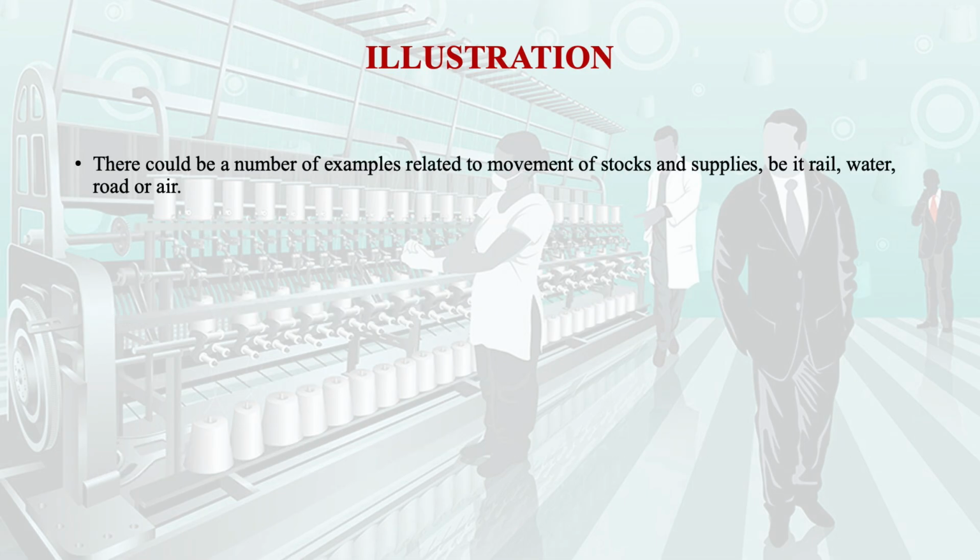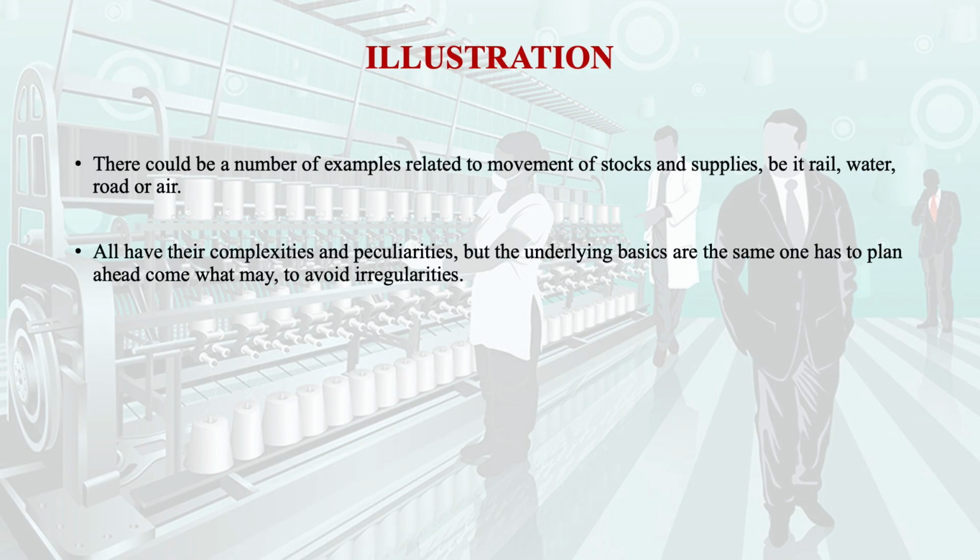There could be a number of examples related to the movement of stocks and supplies, be it rail, water, road or air. All have their complexities and peculiarities, but the underlying basics are the same. One has to plan ahead to avoid irregularities. In the example we have taken, we create a warehouse near Surat.